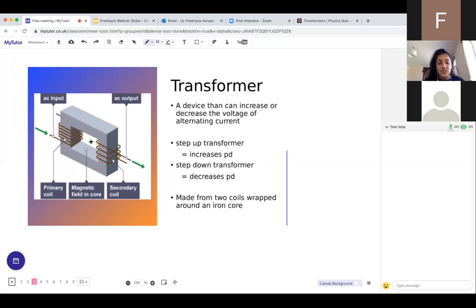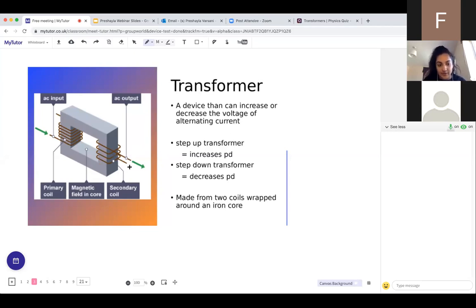Now, this transformer, its whole purpose is to increase the voltage or decrease the voltage. Okay, only using coils wrapped around a core. Okay, so it's a really great way of being able to increase voltages by big amounts without having to pump lots of power in. So as you can see, we have a coil on the left and a coil on the right.